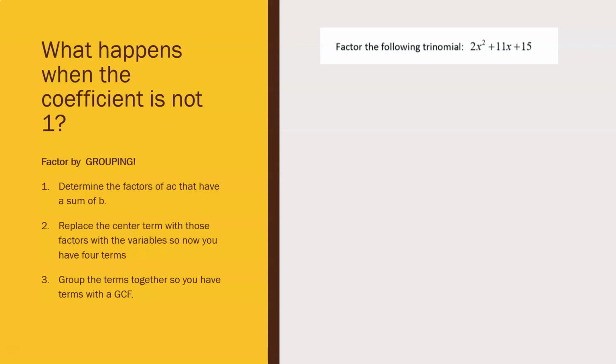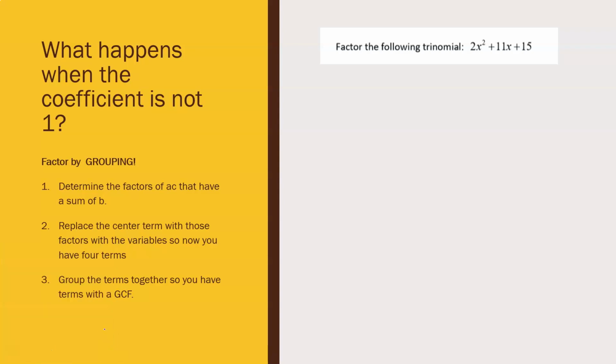So you're going to find the factors of A times C, the product of A and C, that means the first term and the last term, that when you add them together have a sum of B. So it's sort of the same thing, but then we're going to replace that middle term, that B term, with both of those factors with the variable, so now you have a total of 4 terms. We're going to group those terms together so that the terms with a greatest common factor are together. So really the best way to do this is just to show you.